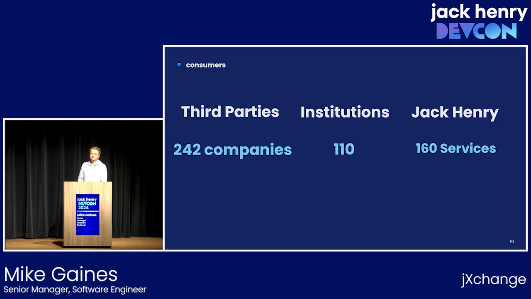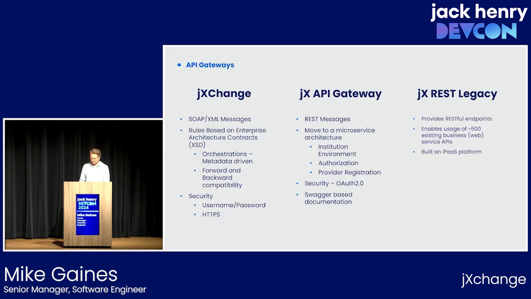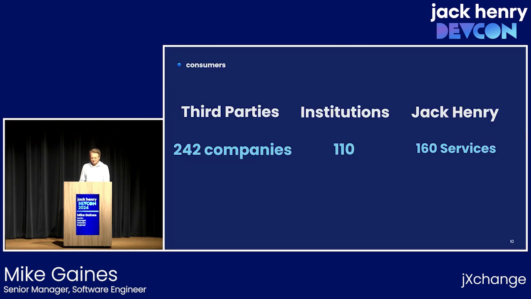So who's using it? Well, you can see the stats here, 242 companies that are using it, 110 institutions that are developing their own integration solutions that they're building, and 160 Jack Henry services and products that are using it. And that in and of itself doesn't seem that remarkable in and of itself, but I'm missing a slide.